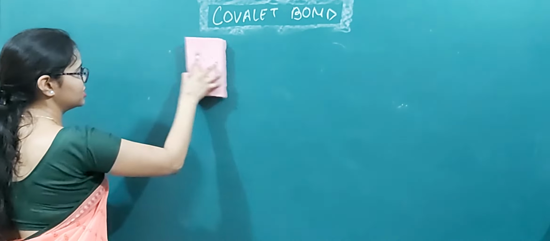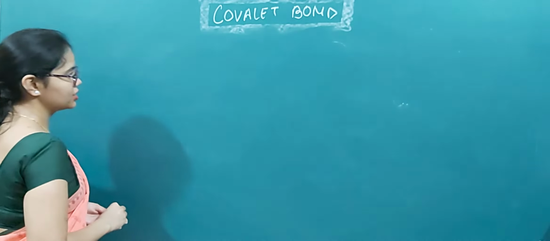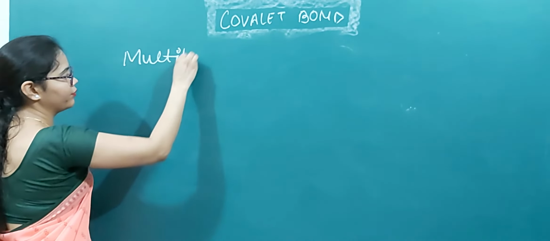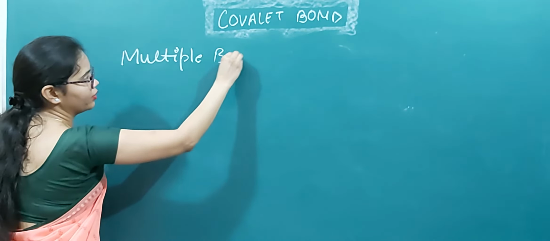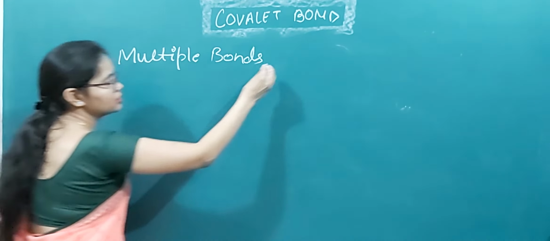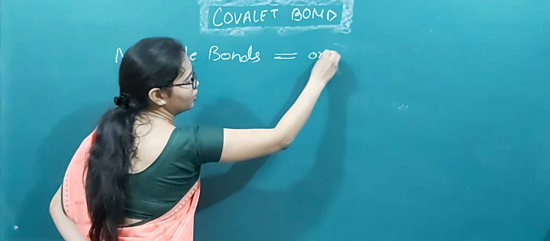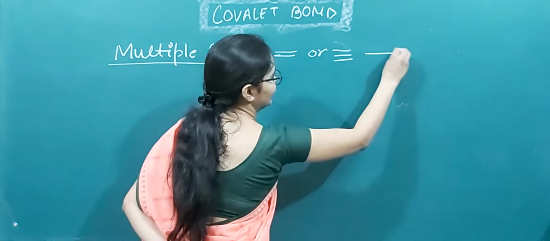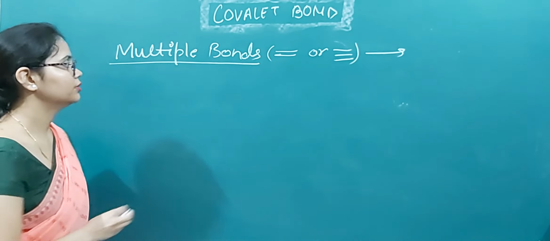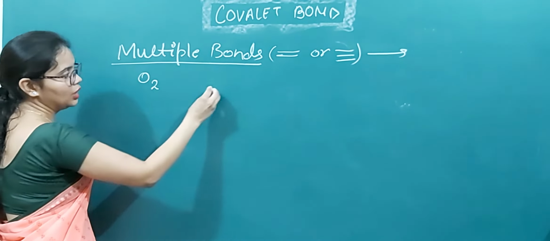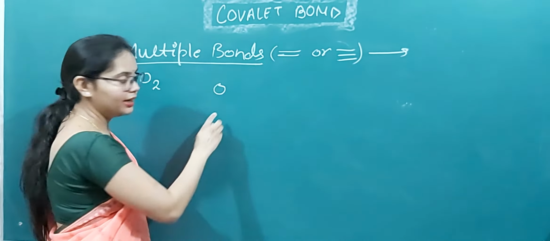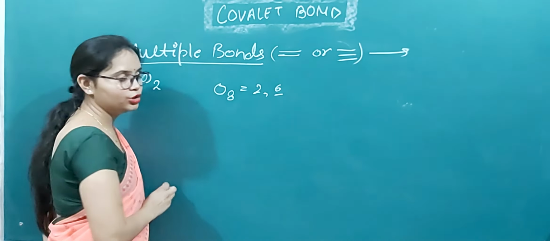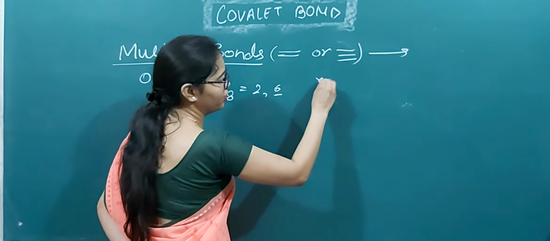We have already discussed the single bond. Now we are going to discuss the multiple bond. Multiple bond means I am talking about double bond or triple bond. So let's take the example for these. Oxygen you can take. For oxygen, as we know it has 8 electrons, means 6 electrons in its outermost shell.